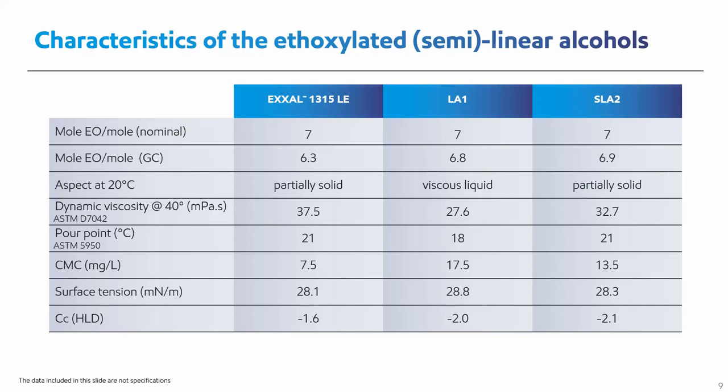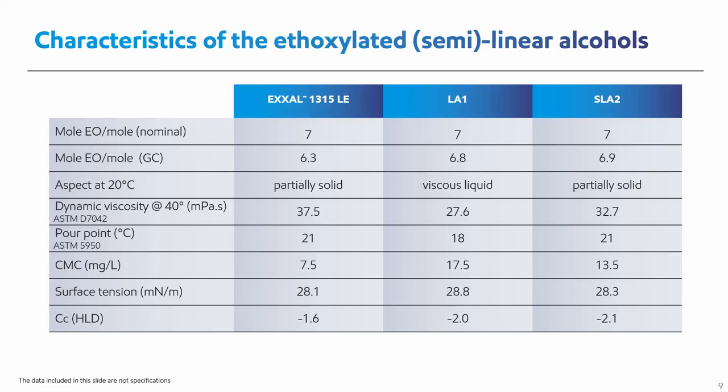Within a medium ethoxylation range, the product possesses the highest surface activity and best wetting performance. Therefore, these products are versatile surfactants used for a wide range of applications. You can see that the ethoxylation level measured by high temperature GC shows a good correspondence with the targeted one, perhaps slightly lower in the case of Exal 1315Le. At room temperature, the 1214 ethoxylate appears as a viscous liquid with a pour point below 20 degrees C.